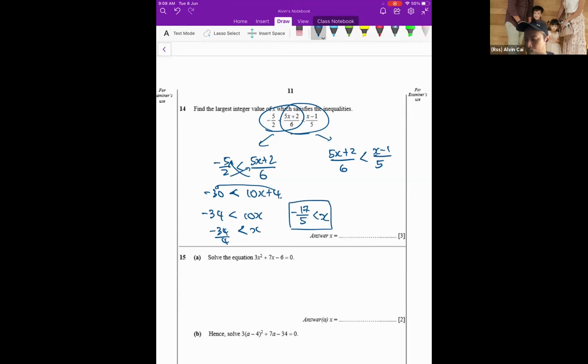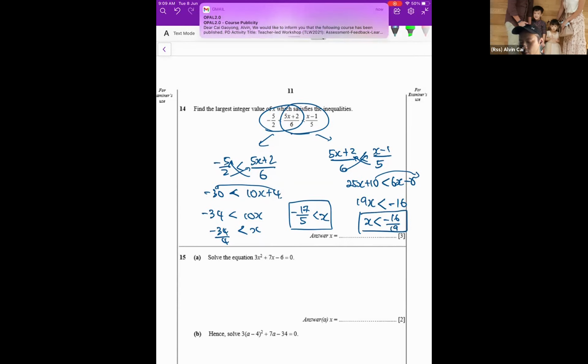That's one side. And the other side, the same thing, cross multiply. So 25x plus 10, 6x minus 10. I just multiply straight away. After that, we simplify, it will be 19x. And this 10 we bring over, becomes minus 16. So x will be minus 16 over 19. This is the second part. Once we combine these two, x is greater than this, but x must be smaller than this.